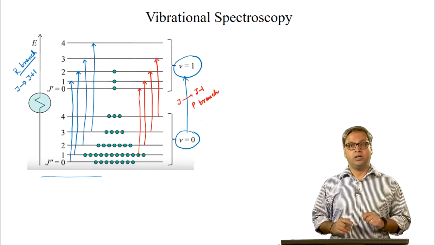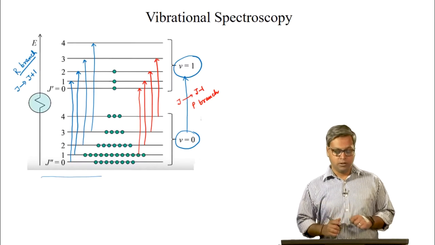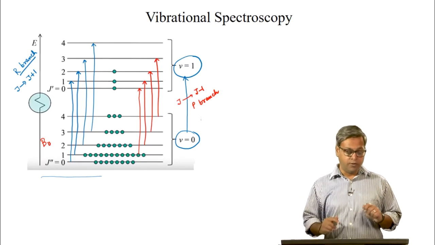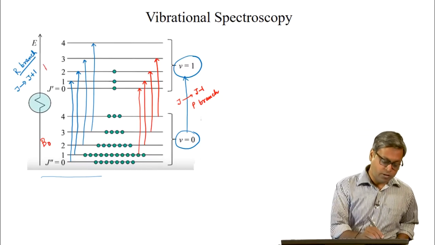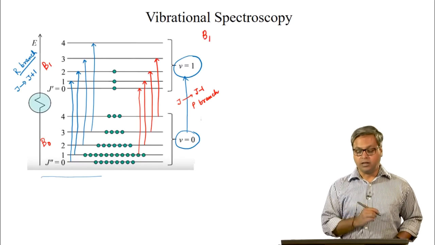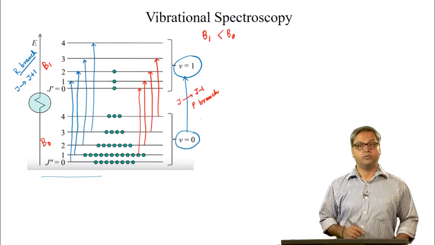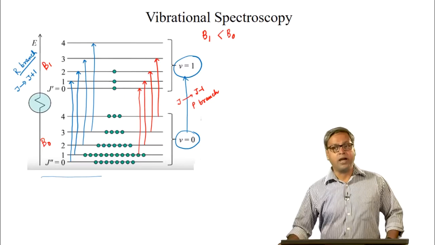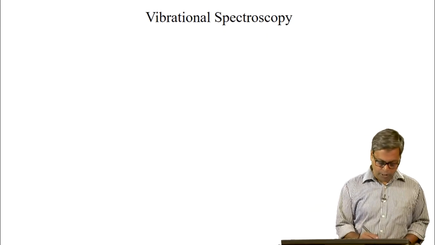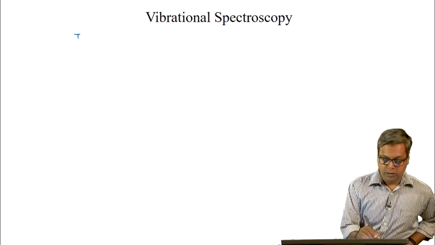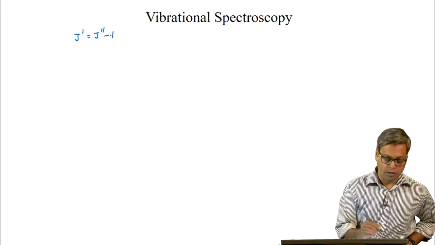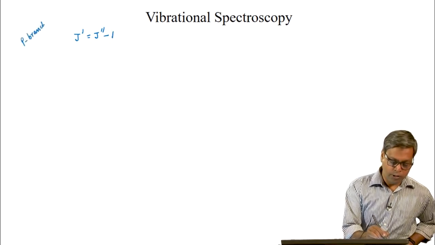So, the rotational structure in the V equals 0 state is associated with the B 0 rotational constant. But the rotational structure in the V equals 1 state is associated with the B 1 rotational constant. And as we know, B 1 is slightly smaller than B 0. So, let us again write the spectral line frequency for transition in the P branch. So, for the P branch, we know that J prime equals J double prime minus 1.